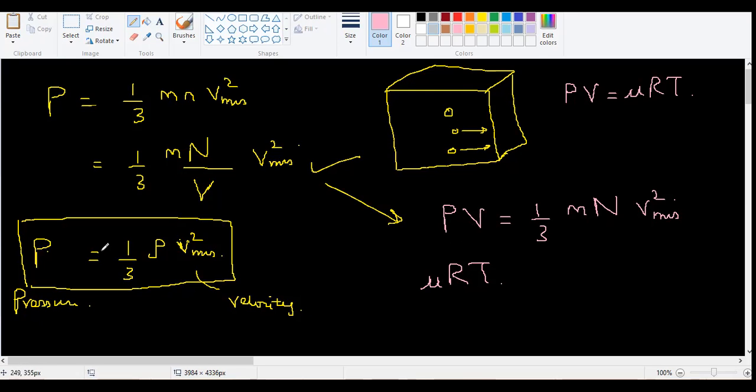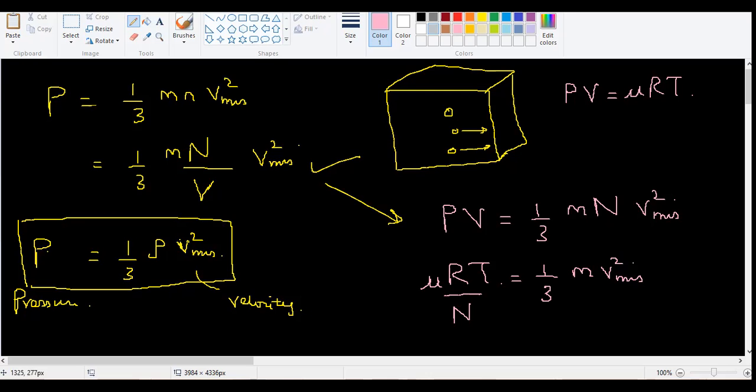Okay. Here I gave you a relationship. We are able to find a relationship between pressure and this one. So I'm going to bring this capital N on this side. 1 by 3 m v RMS square.